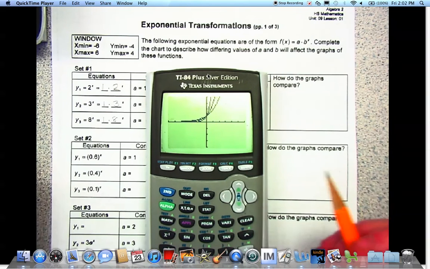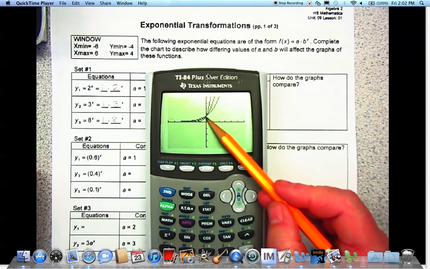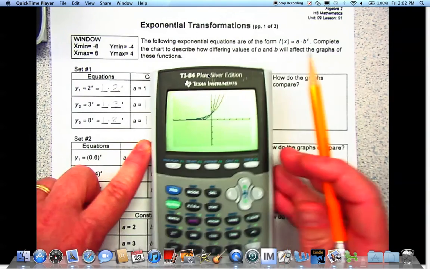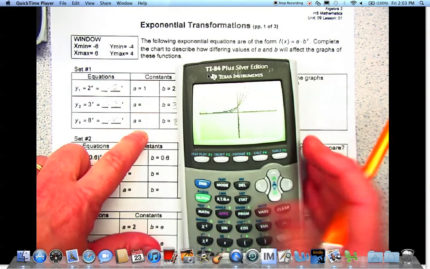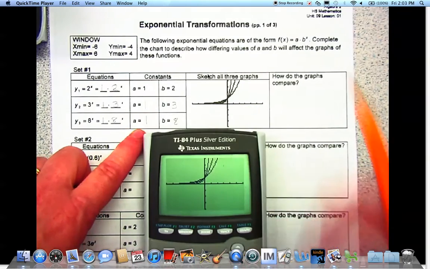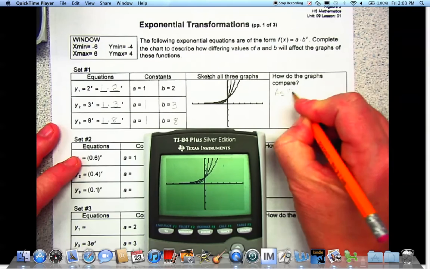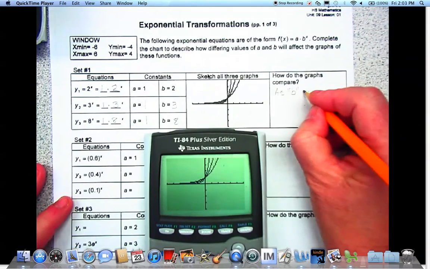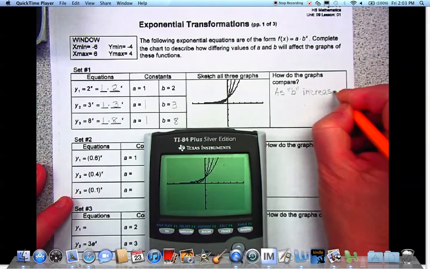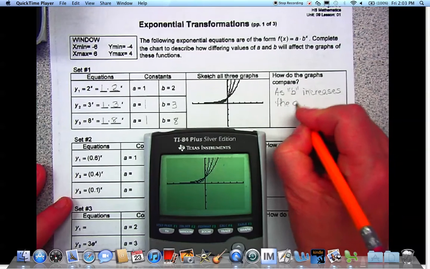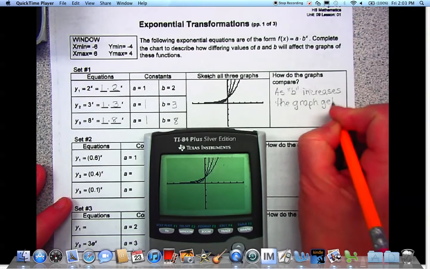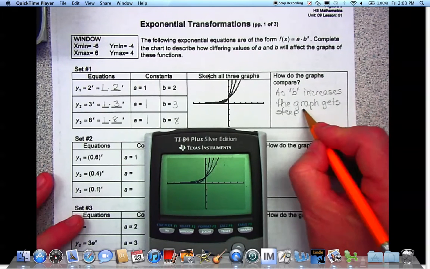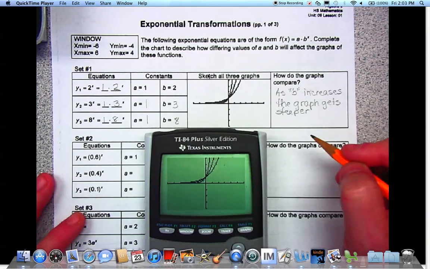Mm-hmm. Okay. What point is it going through? It looks like it's going through 1. 0, 1. I think it's 1. Definitely going through 1 because what is A? Oh, it's 1. A is 1. That tells you where it's going through. Okay, so we can say as B increases, the graph gets steeper. What about vertically stretched? Yes, that would be good too. The graph is vertically stretched.